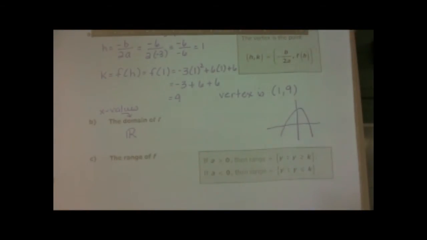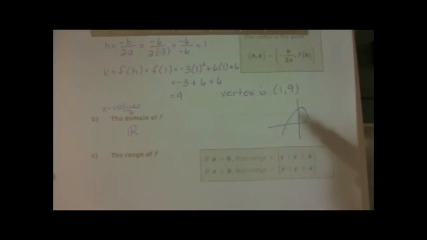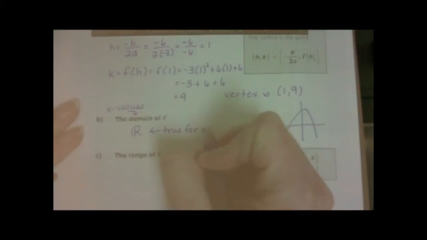The reason why is because if you draw your graph big enough, this will keep going further to the left, this will keep going further to the right. So it will go all the way from negative infinity to positive infinity. You have to think of it in terms of if this graph is drawn infinitely large, this will go all the way to negative infinity, this will go all the way to positive infinity. So it covers every x value. So the domain of our function is all real numbers. And let's write down here, this is true for all parabolas.